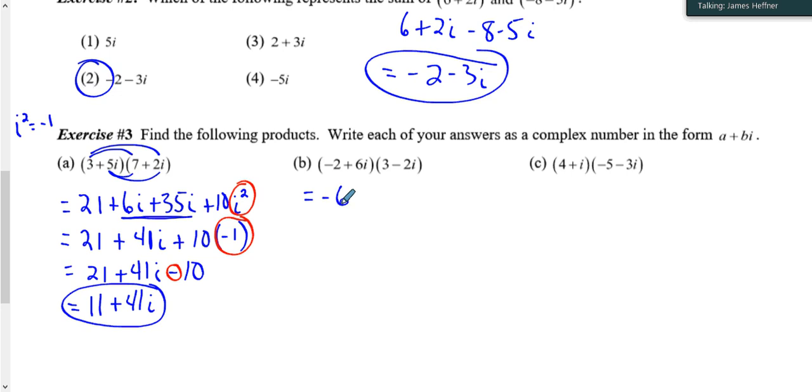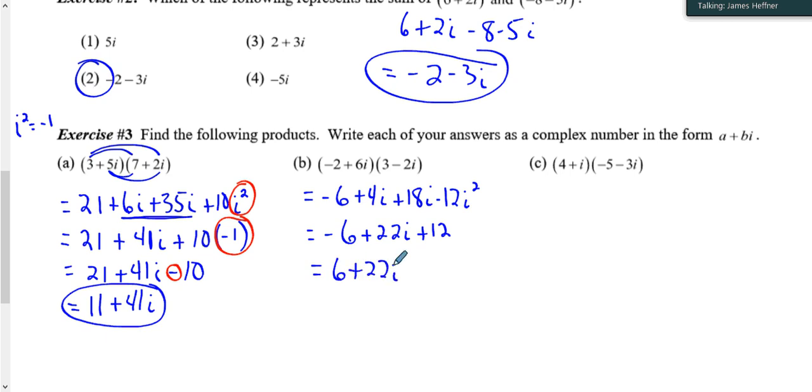So that equals -6, right? And then plus 4i plus 18i minus 12i squared. All right, so that gives us -6 plus 22i. And that i squared is -1, right? So won't that become plus 12 at the end? Yes. I don't think I need to write the 12 times -1. Hopefully you get that now, right? And so now -6 plus 12 is 6 plus 22i.